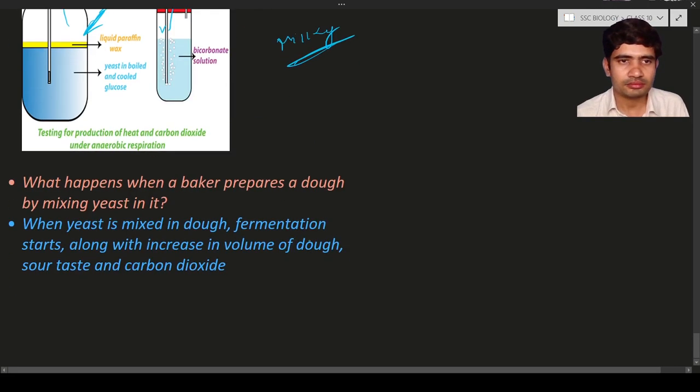Okay, and there is a question. What happens when the baker prepares dough by mixing yeast? What is going to happen? Here the yeast is going to ferment the dough. That is the fermentation process. Along with this, the volume of the dough is going to increase, and the taste of the dough is also going to change. It means that the dough will turn sour, and it will also release carbon dioxide. So this is about fermentation.